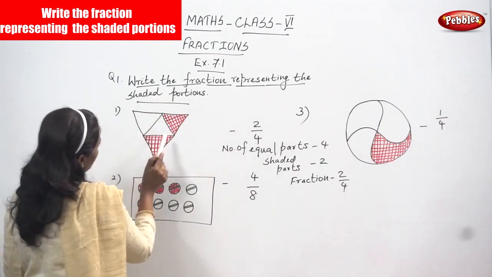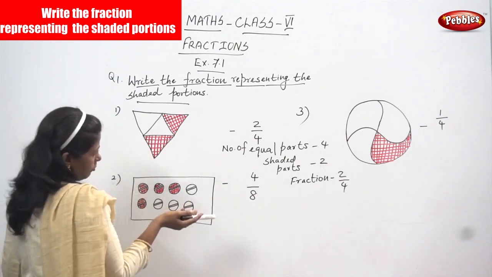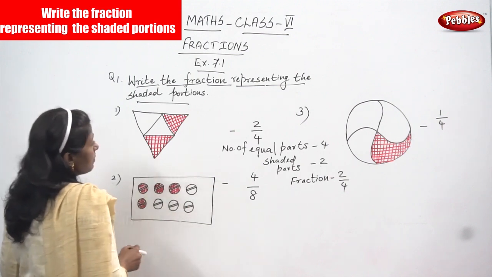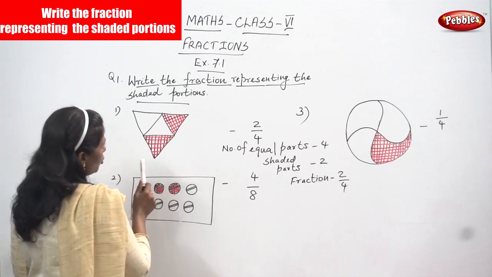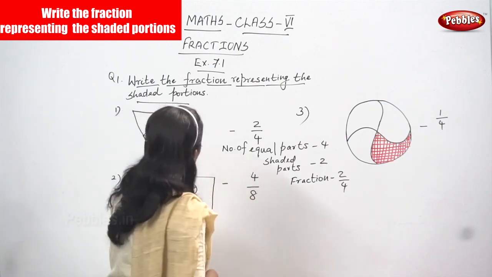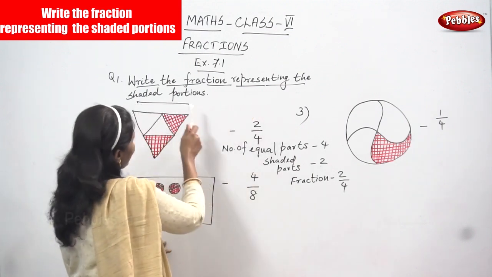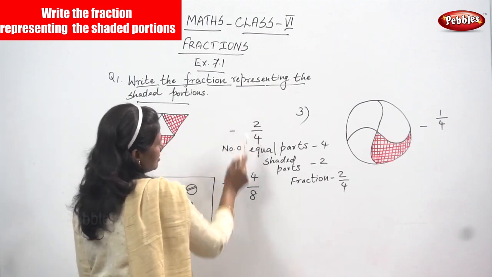So 1, 2, 3, 4 triangles. So the number of equal parts is 4. But the number of equal parts which have been shaded is how many parts? 2 parts. 1 part, 2 parts. So what is the fraction exactly for this diagram? The fraction representing the shaded portion is 2 by 4. That is the answer, 2 by 4.